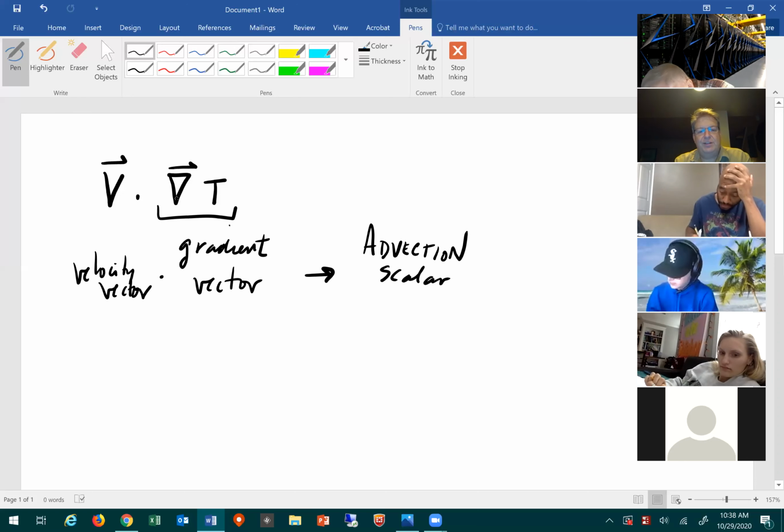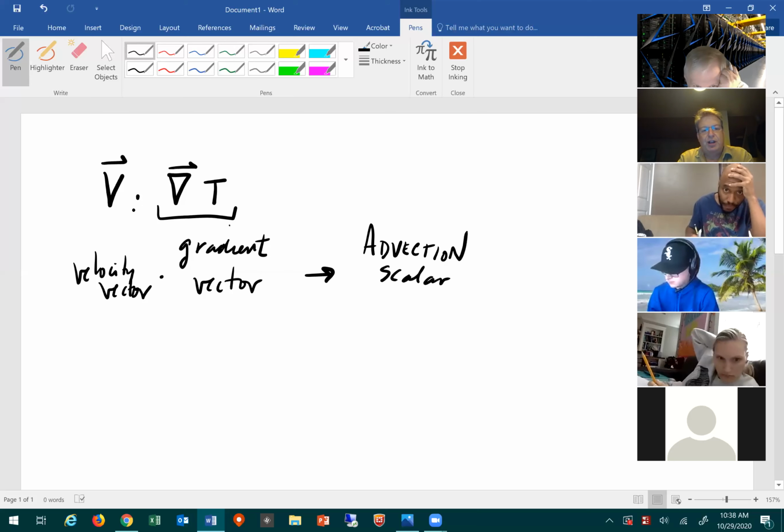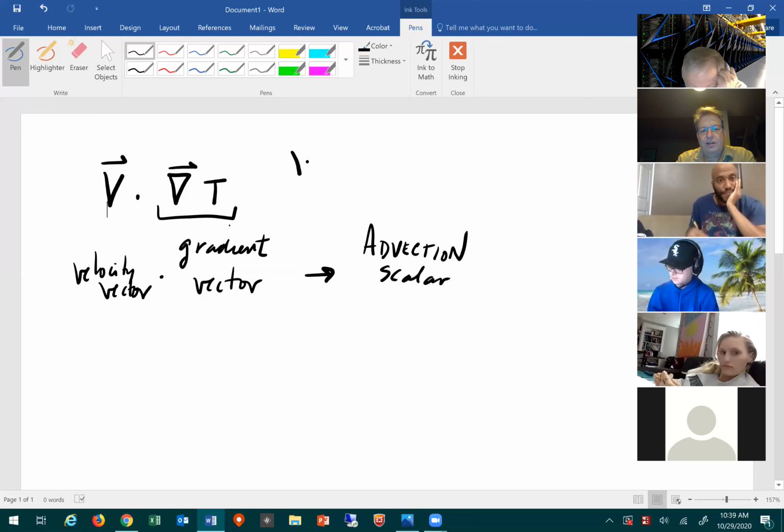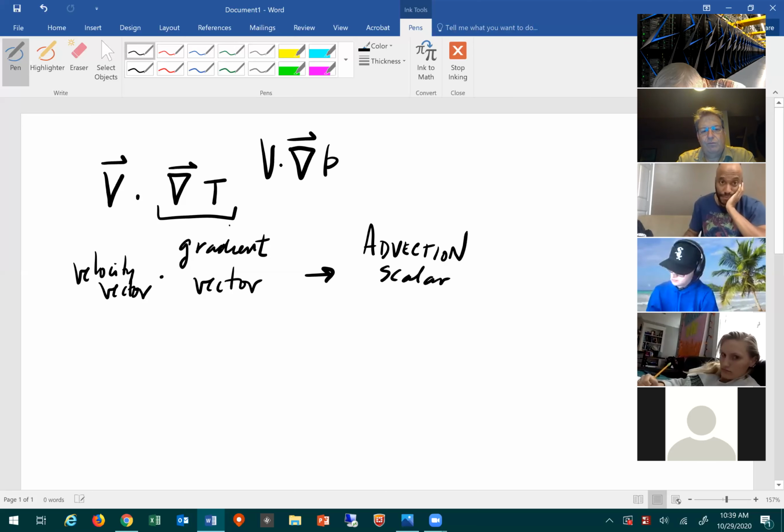If I have this as temperature advection, this is the equation that says temperature. I say temperature advection, because the velocity dotted with the gradient is always advection. Do you agree that I could also do this? Now I'm advecting the pressure gradient. That's pressure advection.